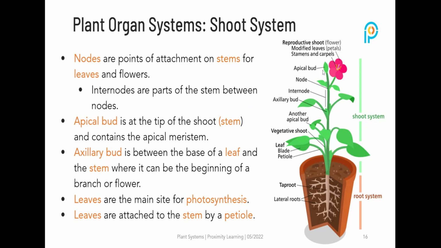So here it is. The axillary bud, that is this. It's between the base of a leaf and the stem, where it can be the beginning of a branch or flower. The leaves are the main site for photosynthesis, of course, and leaves are attached to the stem by a petiole.